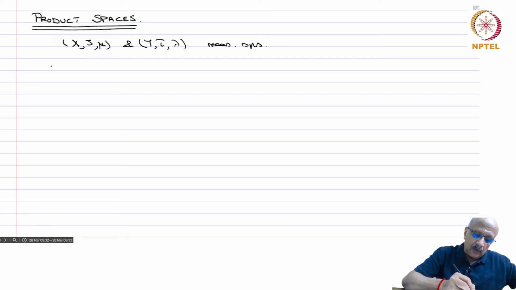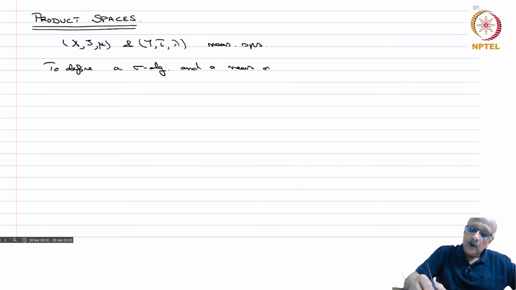So we want to define a sigma algebra and a measure on X cross Y which is compatible with the structures on X and Y, and also we want to relate the process of integration on X cross Y with the process of integration on X and on Y. So our first aim, of course, is to study the sigma algebra which is there, and so we will do that to start with. Then we will have to look at measurable functions and then finally integration.